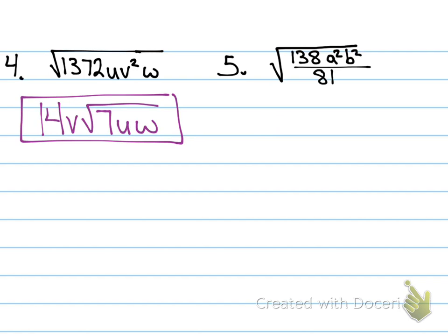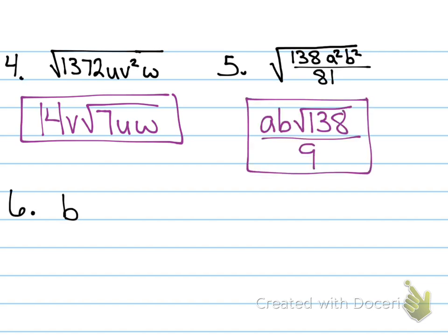What about number 5? What can I pull out of the numerator? Just a and b, because ironically enough, in a number that big, 138, there are no perfect square factors. None. What about 81? 9. So my answer is AB, square root of 138 over 9.